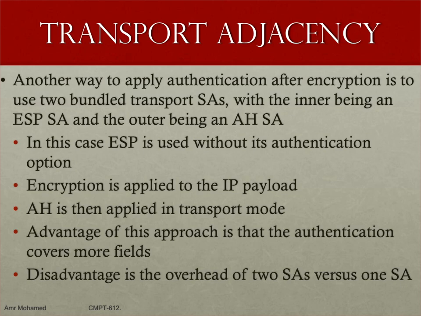So in that case, if authentication is done after encryption, it may actually also include the ESP header and some other fields. The disadvantage is the overhead of two security associations, and that exists, right. If I use ESP with authentication, I have one security association, one tunnel, right? One security association for both. So I don't have to have two security associations, one for ESP and one for AH, right? So there is an overhead associated with that.